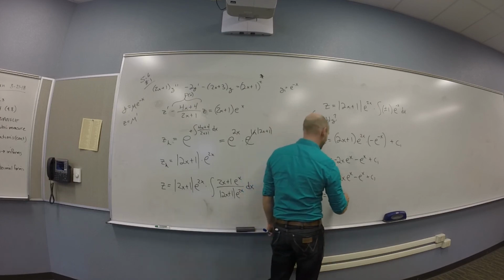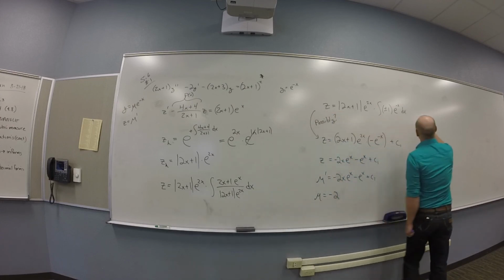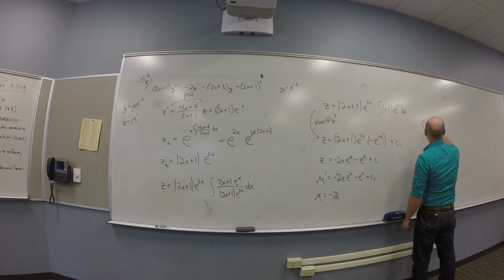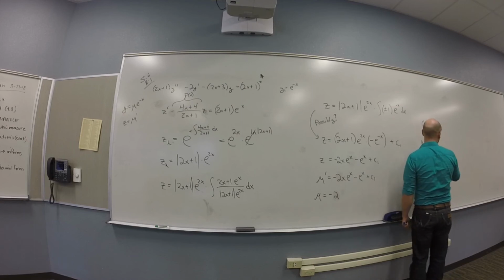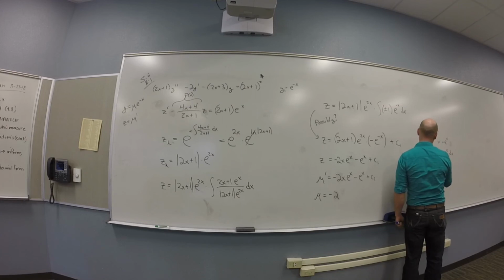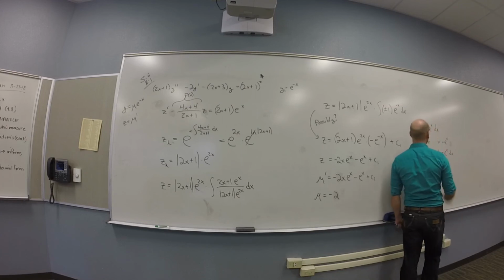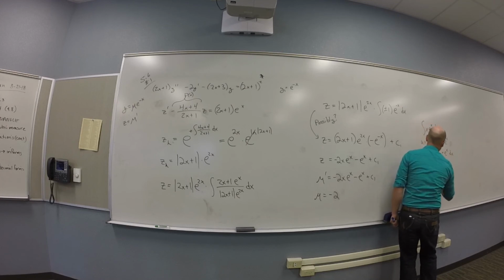Somebody want to tell me what you'd get out of parts? Oh, sorry, x e to the x. Don't make me do integration by parts. All right, so I want to integrate x e to the x dx. So I let u be x and I let dv be e to the x dx. So v is e to the x, and du is dx. So that's x e to the x minus the integral of e to the x dx, which is minus e to the x.